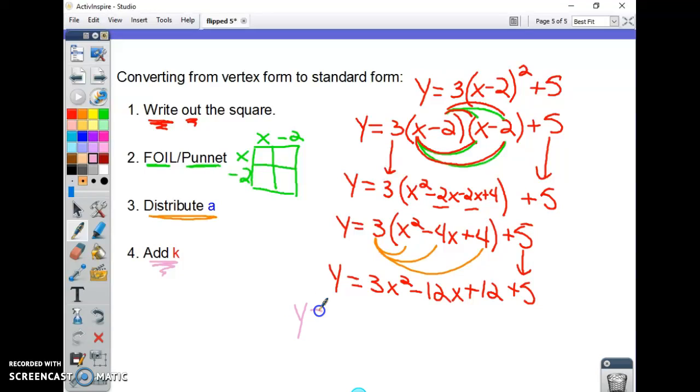This is going to be y equals 3x squared, let's see, minus 12x plus 17. That's what happens when you add the two. And notice this is in our standard form, ax squared plus bx plus c. So that's the form that we actually would like to have. So this process does not change at any given point. This is going to be the same steps each time, just with different numbers. So that's pretty straightforward.